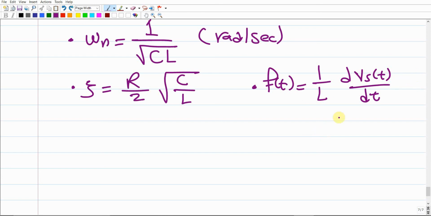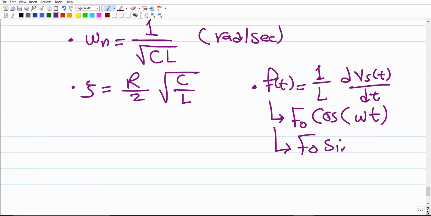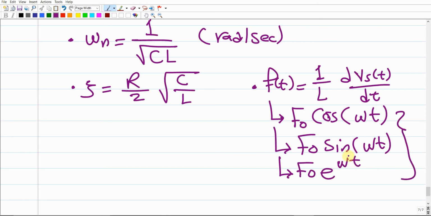But generally speaking, this force would be given in any form depending on the Vs itself. It would be given in the form of F0. Then your objective is just to rewrite this one. You're going to do the calculation depending on the given Vs to convert this into just a constant times the cosine of something t. This something is going to be the forcing frequency, or like F0 sine omega t, or even F0 e to the power of omega t. This is basically the three common functions that would be used.